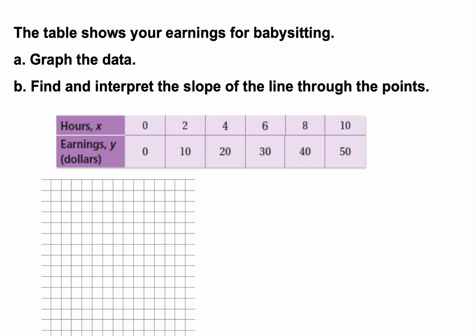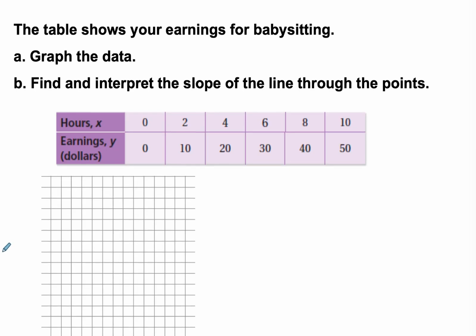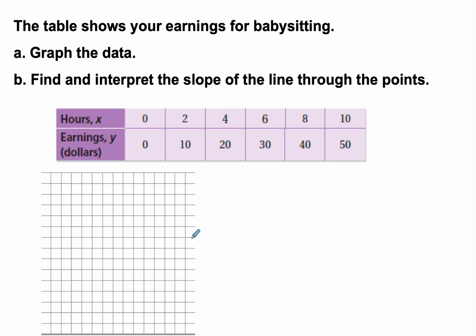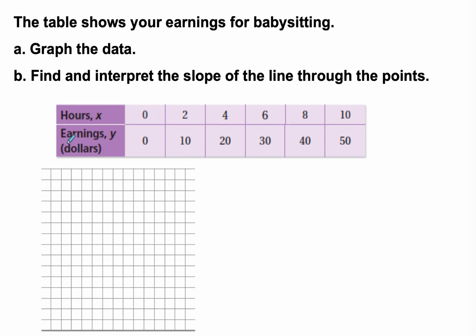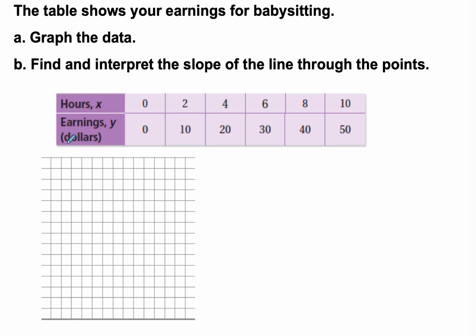All right, so let's take a look at the next type of problem. The table shows your earnings for babysitting. Part A, graph the data. Part B, find and interpret the slope of the line through the points. So the first thing I need to do is graph the data. So I need to draw in a coordinate plane. Here I have all positive numbers, so I only need a 1 quadrant graph.